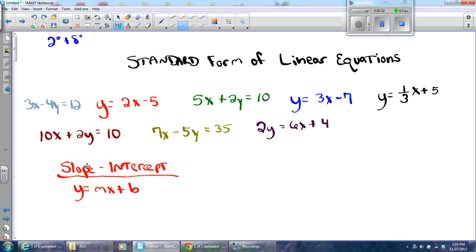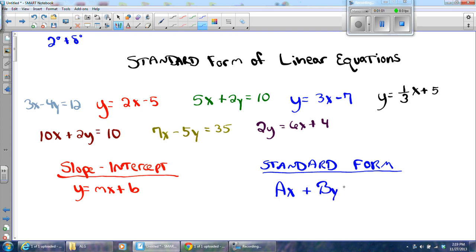So in slope-intercept form, we have to have the y alone. And when we have the y alone for a linear equation, we know the y-intercept and we know the slope, right? Now standard form looks a little bit different. Standard form looks like this, where we have a number times x plus a number times y, and that equals a number c. A and B are coefficients, C is a constant.